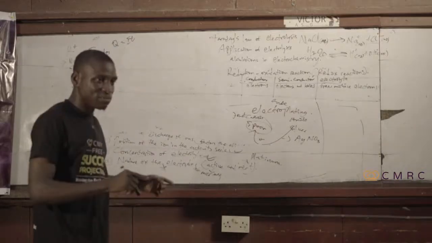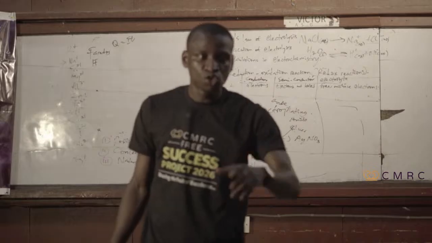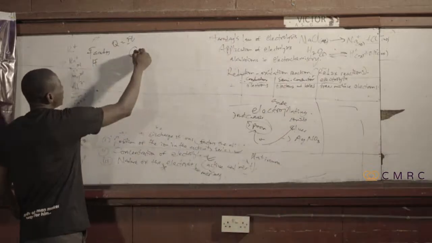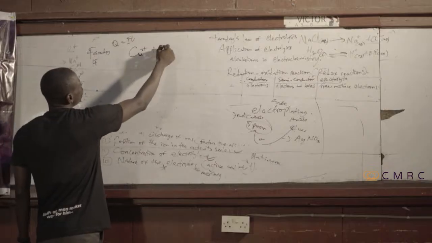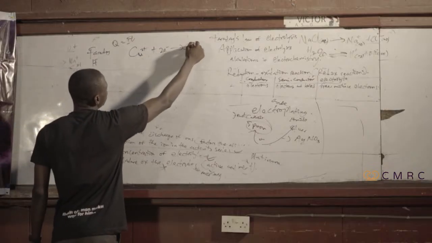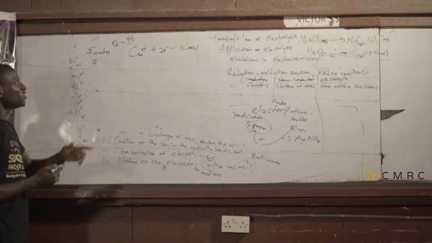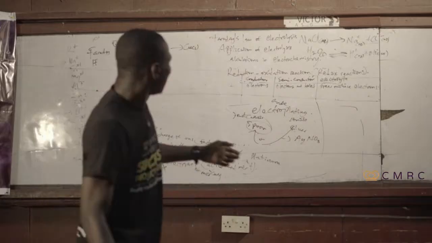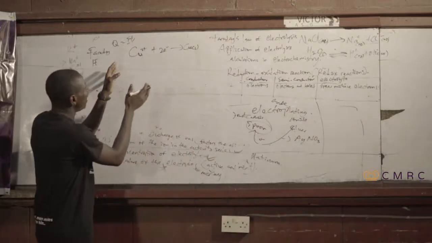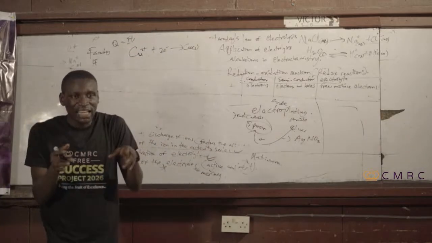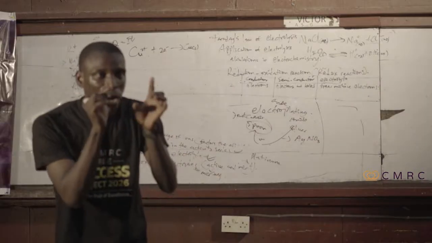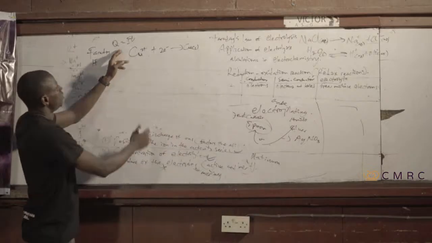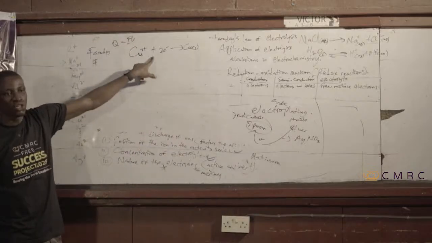So how many Faradays will produce 2 moles of electrons? 2 Faradays. Now, if I give you a reaction, Cu2+ plus 2e- gives Cu solid. Before I go to this, another thing: Faraday is actually the quantity of electricity liberated to discharge 1 mole of a substance. Now, if you look at this, this is a reduction reaction.